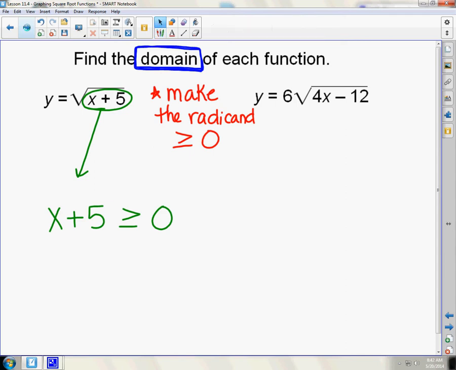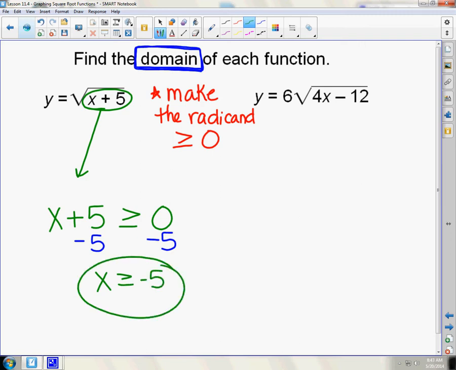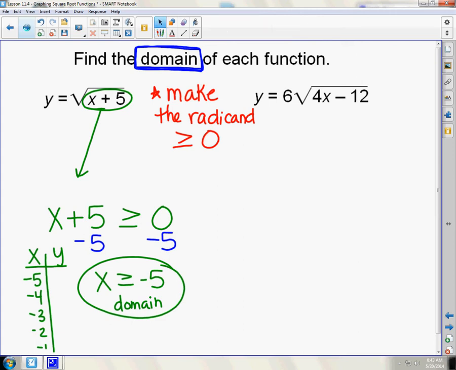So what you do to find the domain is you just solve this. You minus 5 from both sides. So then you get x is greater than or equal to negative 5. Now what this tells you is your domain, and it'll tell you where you need to make your table. Your table can start at negative 5 and go up. Or you could do 2, 4, 6, 8. It doesn't matter. Remember, we can choose our own x values to graph.